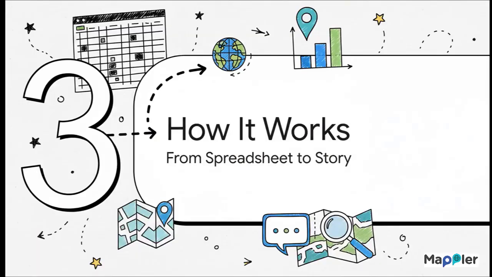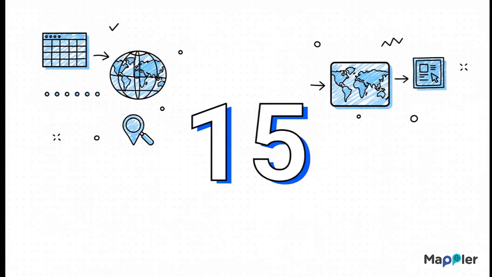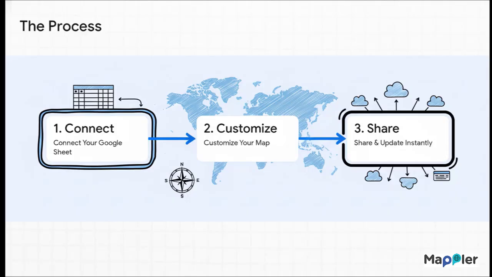Okay, that's a fantastic idea, but how does it actually work in practice? Let's break down exactly how you go from a plain old spreadsheet to a living, breathing, interactive story. Okay, get this. The promise is 15 minutes. That's it, from the second you start to the moment you're sharing your first interactive map. And the best part? Absolutely no coding required. You don't need to be a data scientist. You don't need to be a developer. All you need is your information in a spreadsheet. And the process itself is so straightforward, it really just boils down to 3 simple steps.